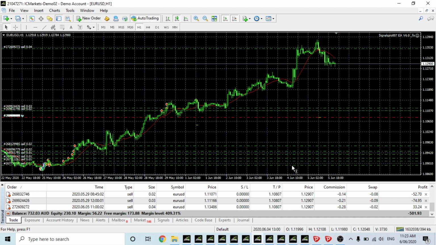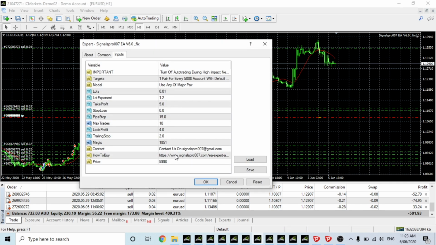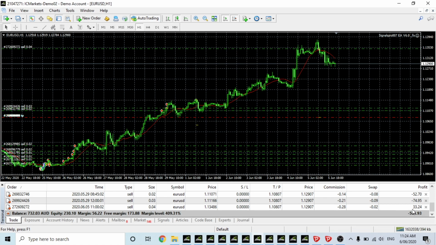Signals Pro 007. Not going too good. Just remember, I did change the settings. So these are the settings we have now. Change the lot exponent to 1.2, take profit 5, pip steps now 15 instead of I think maybe default of 5 or 10. We're doing 10 max trades, and I think I left lock profit and trailing stop as default. So yeah, not going very well at all. Negative $501.